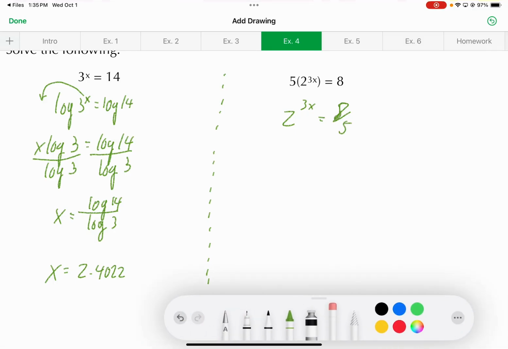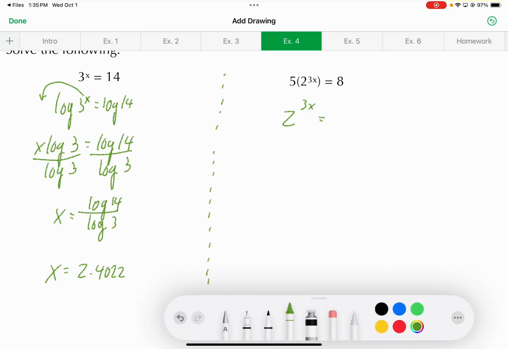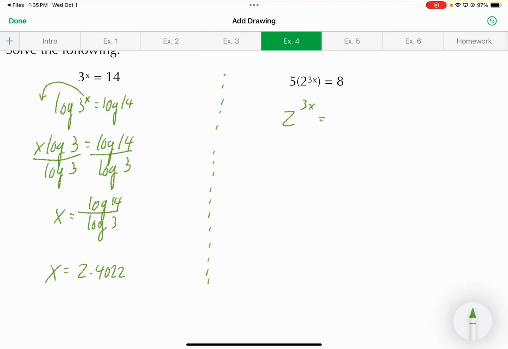It's a weird looking 8. All right, now what do you want to do? Log. Natural log, common log. No, we should do log base 2. You want to do log base 2, right? I wouldn't do log base 2 for this one. I should have done it for the last one, but let's do common log. So log of 2 to the 3x equals log of 8/5.